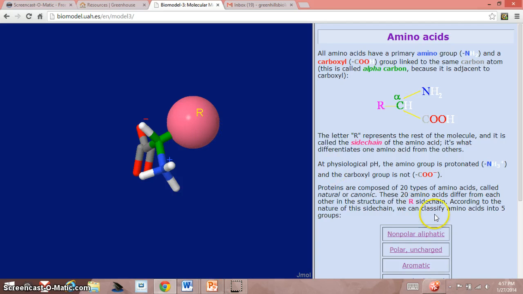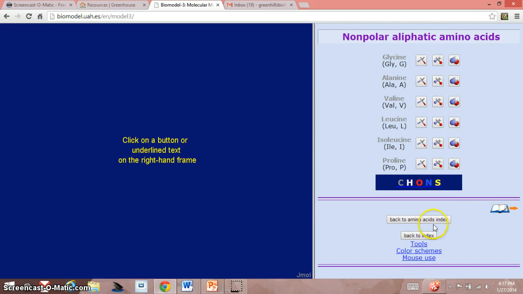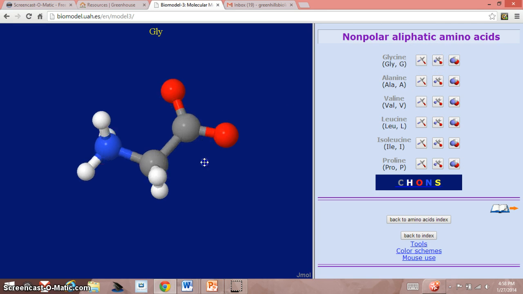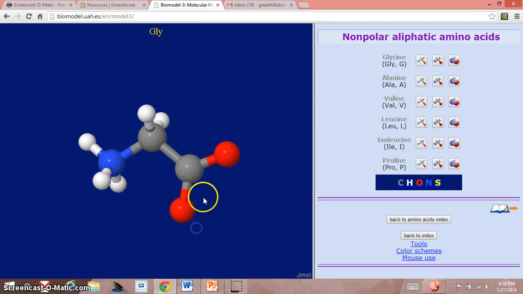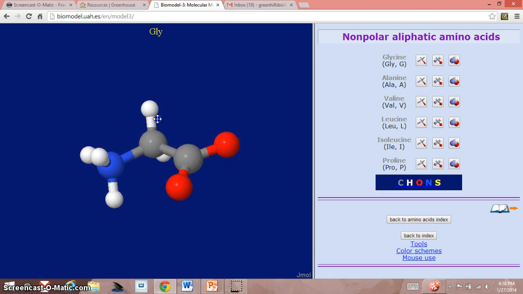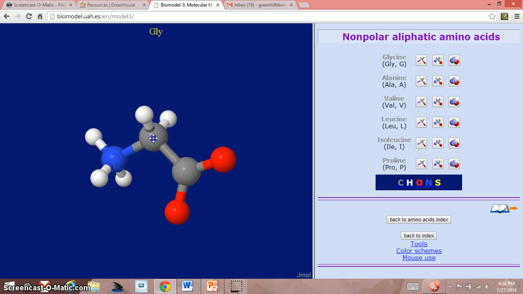We're going to click on nonpolar aliphatic acids, and we're going to use the ball and stick, and we're going to bring up the image for glycine. So this is the ball and stick image, and here's glycine. Remember that blue is representing nitrogen, red is representing oxygen, gray is carbon, and white is hydrogen. So you can see that we've got different parts of this amino acid.